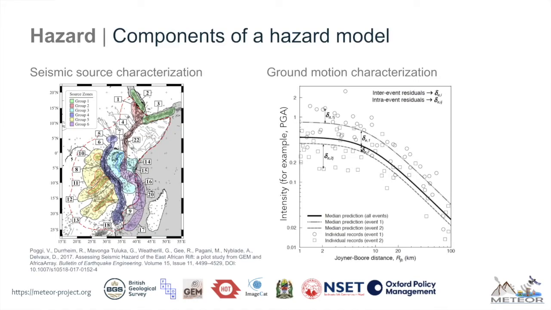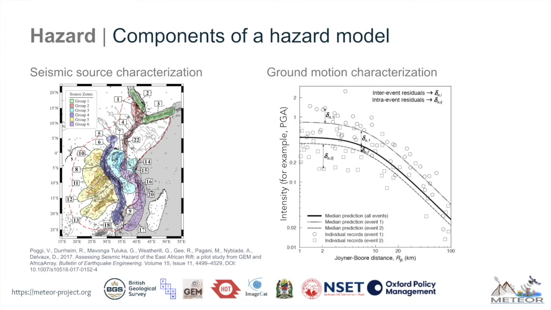Within a hazard model, there are two main subcomponents. There is the seismic source characterization and the ground motion characterization. The seismic source characterization defines the location, frequency, and magnitude of all possible future earthquakes that could affect the region of interest. The ground motion characterization is used to estimate the anticipated ground shaking generated by these earthquakes.